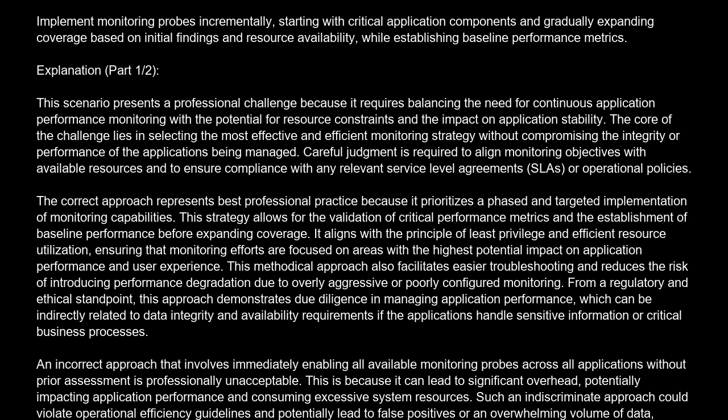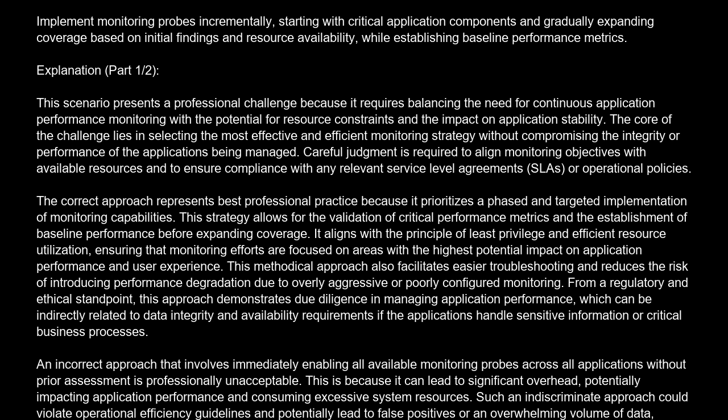Explanation: this scenario presents a professional challenge because it requires balancing the need for continuous application performance monitoring with the potential for resource constraints and the impact on application stability. The core of the challenge lies in selecting the most effective and efficient monitoring strategy without compromising the integrity or performance of the applications being managed. Careful judgment is required to align monitoring objectives with available resources and to ensure compliance with any relevant service level agreements, SLAs, or operational policies.